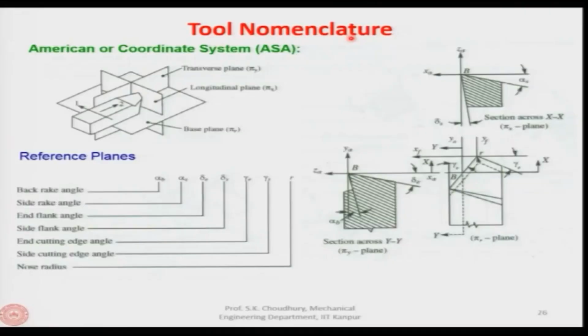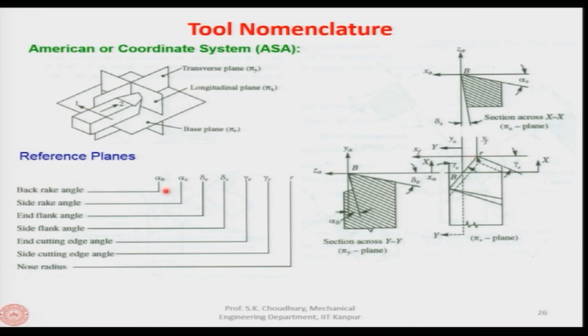Hello and welcome to the 5th lecture of the course on machining science. Let me remind you that in our earlier session, we started discussing the tool nomenclature, and we said that different countries adopt different tool nomenclature, that means how to define the tool angles. And we have seen that in the American system or the coordinate system, it is the simplest one. That is, the basic coordinate system x, y, z is used, and within the x, y, z, taking the base plane, longitudinal plane and the transverse plane, the 6 angles and the tool nose radius are defined.